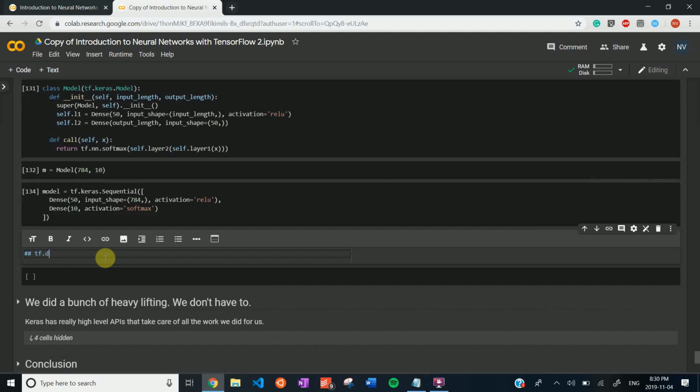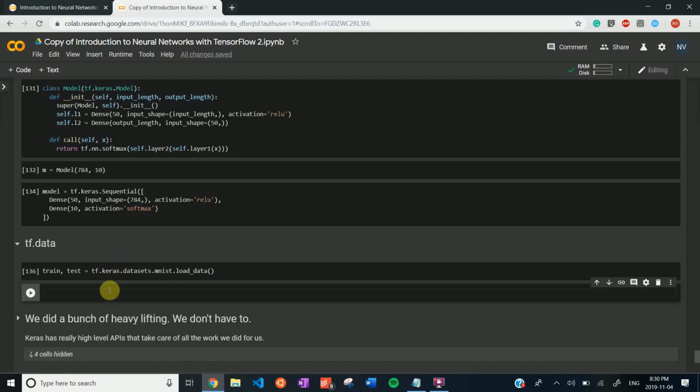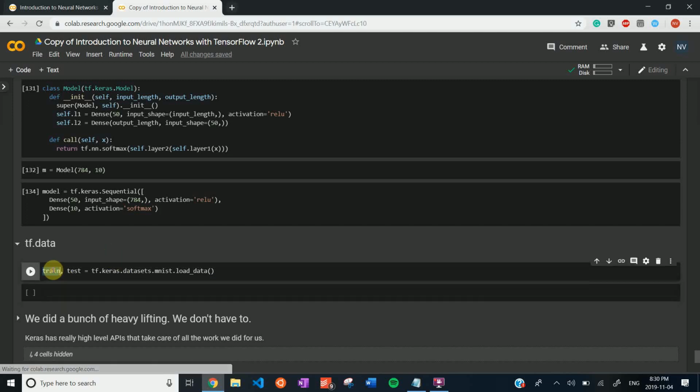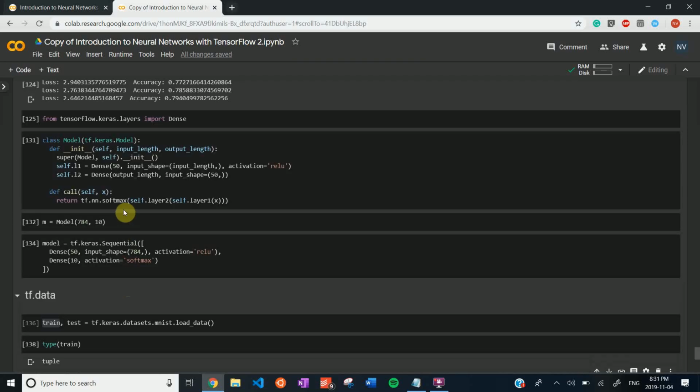I'm just going to call this section tf.data. Cool. So I'm going to import the same stuff that we did before from the tf.keras datasets. So you notice before I put x train comma y train. If you guys are not too familiar with Python syntax, I did this before. Now I just have that tuple inside this train variable. And so train is just a tuple of 2 elements.